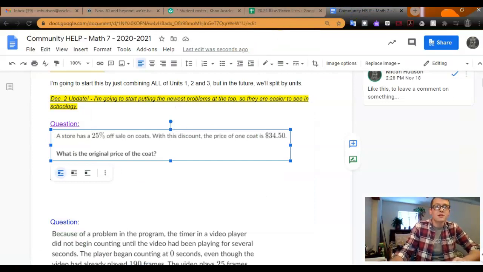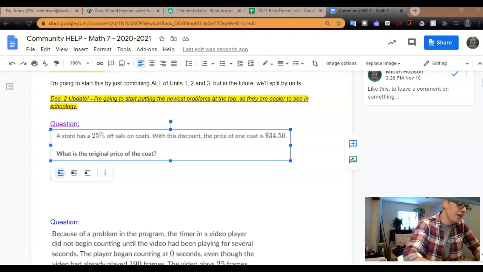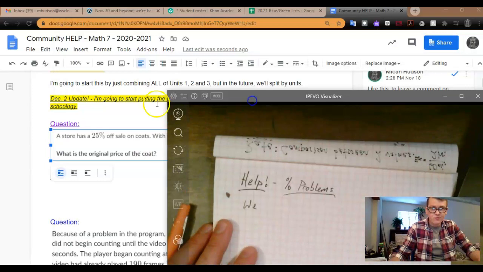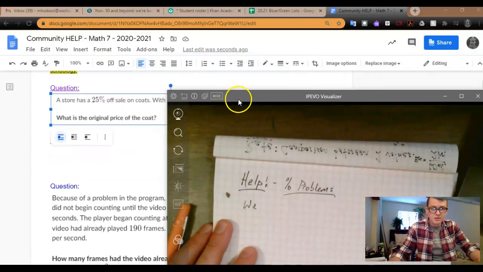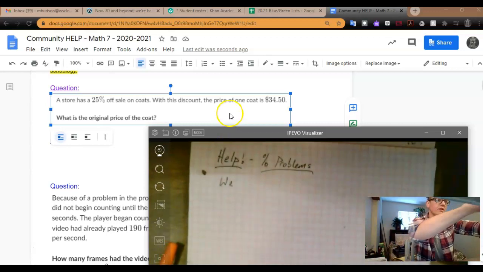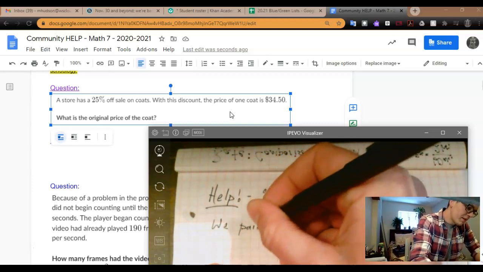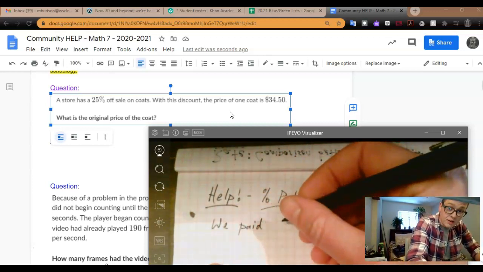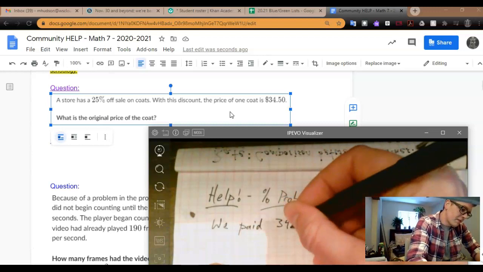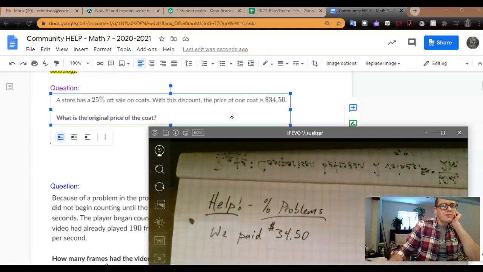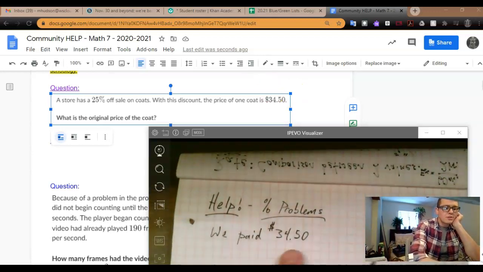So let's start talking about this. A store has a 25% off sale on coats, and you end up paying $34.50 when you buy your coat. So what we know is we paid, let's get this showing right here. So I'm going to scroll this up a little bit. We pay, after the sale, $34.50. Now, the question we have to ask ourselves is, what else could we relate in this situation?